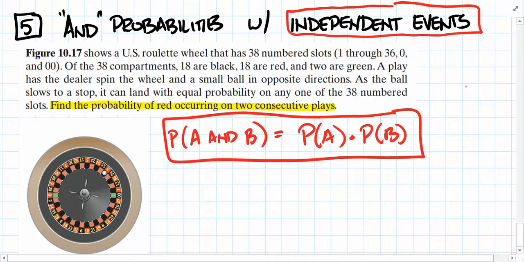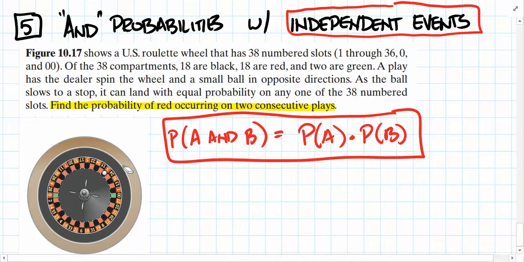We have a roulette wheel with 38 numbers, 1 through 36, and then a 0 and a double 0. Of the 38 compartments, 18 are black, 18 are red, and 2 are green. A player has the dealer spin the wheel and a small ball in the opposite direction. As the ball slows to a stop, it can land equally in any one of the 38 numbered slots. So it's kind of a fun thing to do. As you can see over here, the ball is on the red 3 right now.